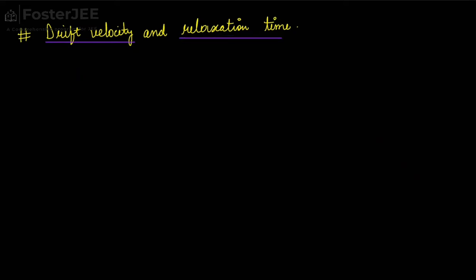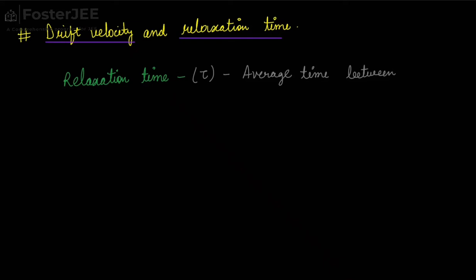We will write topic relaxation time. It is denoted by tau and it is defined as the average time between two successive collisions.